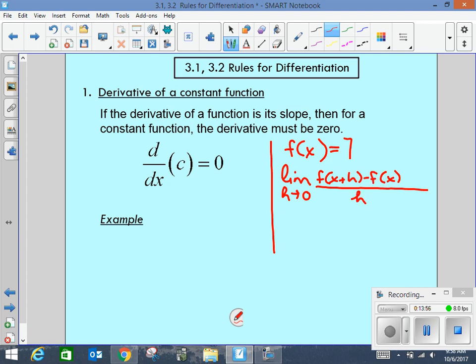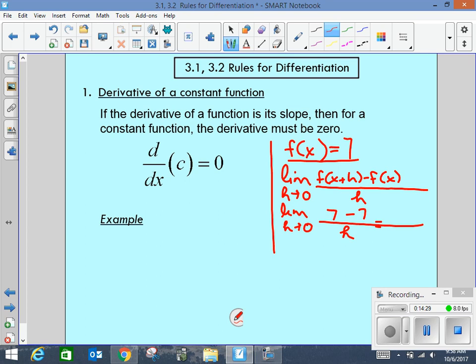This is going to be kind of a weird process because we don't have an x, so that's kind of confusing, but look what happens when we don't have an x. What's f of x plus h? If f of x is 7, what's f of x plus h? 7. It's weird, but you don't have anywhere to put x plus h in for x, so it's just the same. Minus what's f of x? 7.